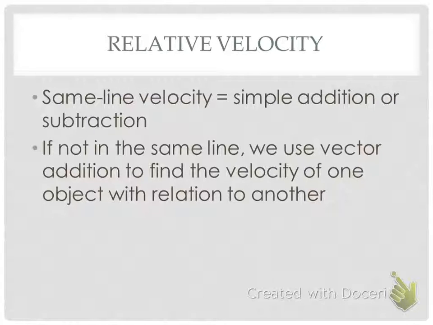So adding our components, finding our resultant vector, just like we've been doing the last couple days, okay, to find the velocity of one object in relation to the other.